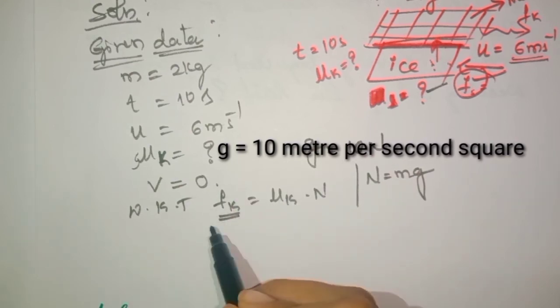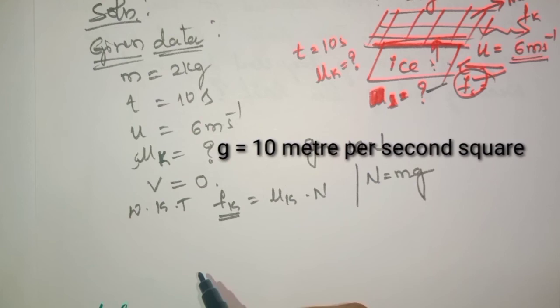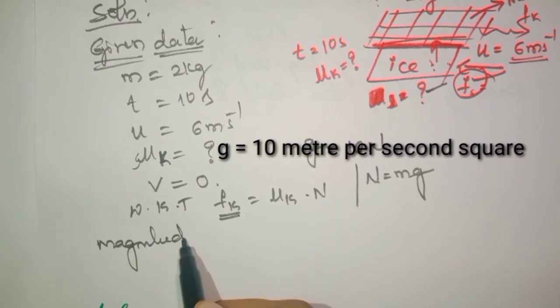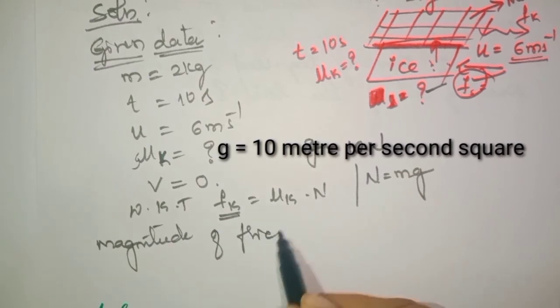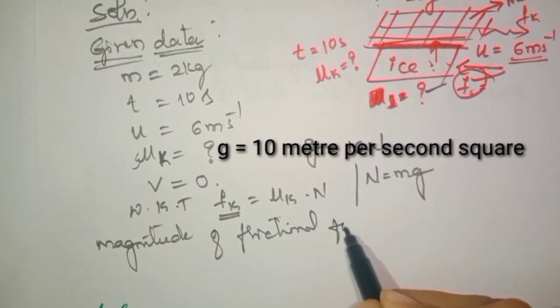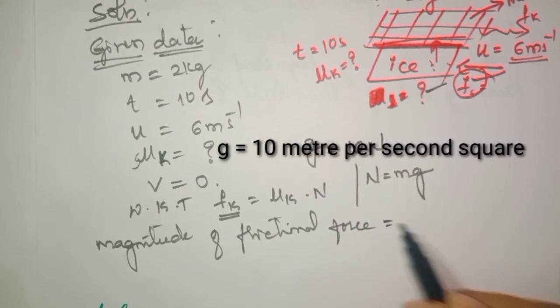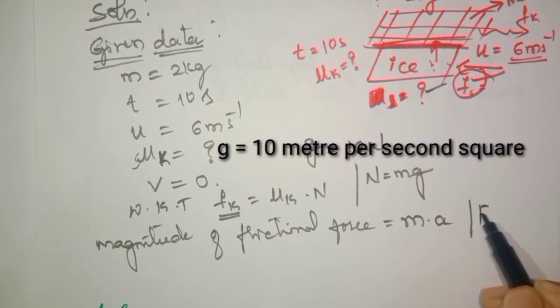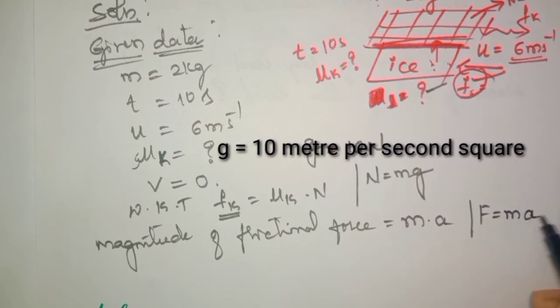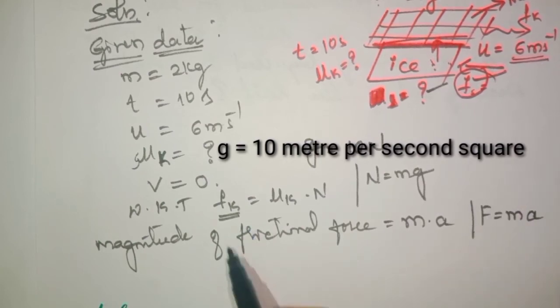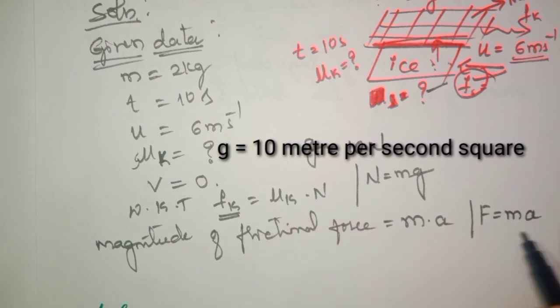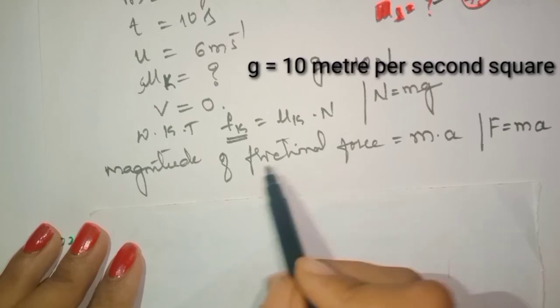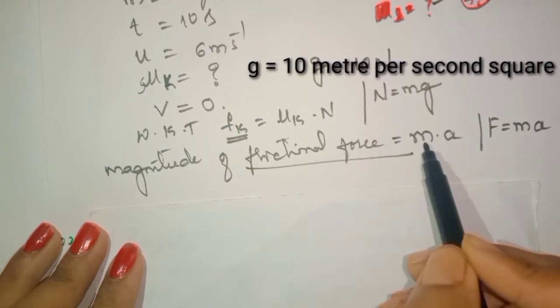Then how can we solve this Fk, which is kinetic friction? So the magnitude of the frictional force, what do we write? Magnitude of frictional force is equal to mass of that body into acceleration. Again, using Newton's second law, F is equal to ma. Here, which force will we consider? Frictional force, which is equal to mass and acceleration, right? So therefore, for the frictional force, we can substitute ma in this equation.